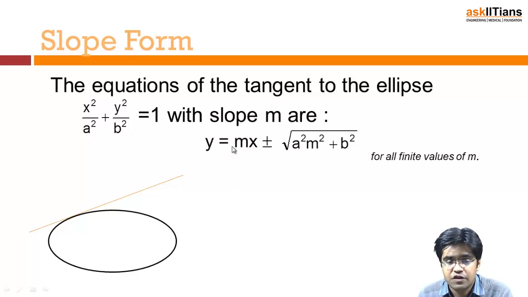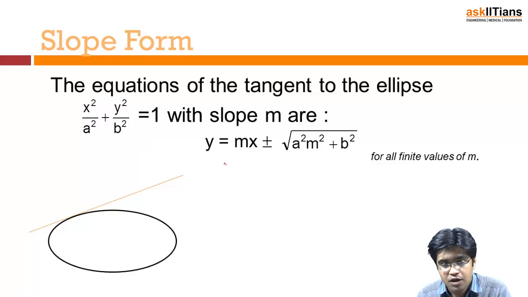So the equation of tangent will be given by y equals mx plus minus square root of a square m square plus b square. Remember, your value of m has to be finite. You can't put any value of m and just solve. So this is the equation of tangent.